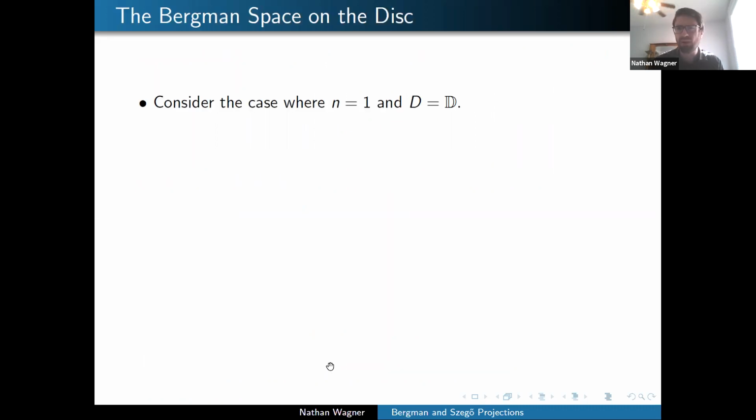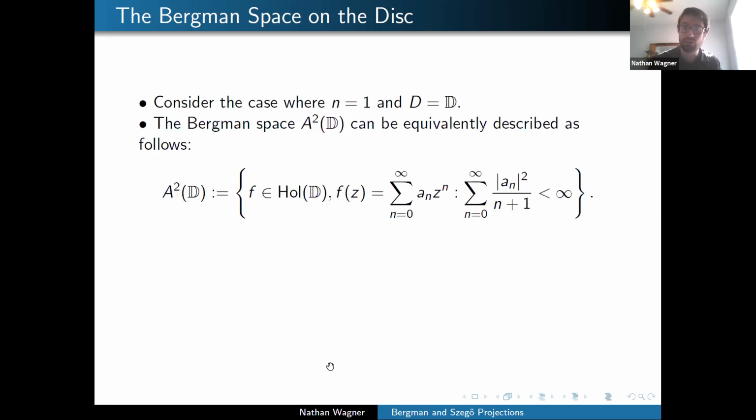Okay, so now I'll talk about the case of the disk, just because I know a lot of folks here are probably more comfortable with the disk, and maybe don't do things in several variables. So if we look at the case where n equals 1 and D is just the unit disk in one dimension, we can define this as sort of a weighted Hardy space, which may be something that folks in this seminar are more familiar with.